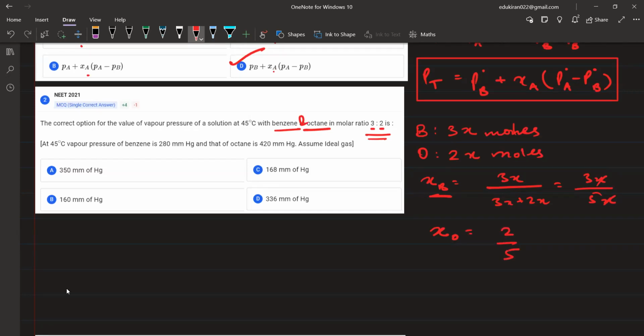Okay, now you have the vapor pressure of pure benzene this much, vapor pressure of pure octane this much. You can apply the formula, or if you have found one quantity you can calculate from that too. Please calculate using this formula: P naught A chi A plus P naught B chi B. You can also use this, and it will be better if you use this formula: P total is equal to P naught B, take benzene's, plus chi A, this will be octane's, into P naught A minus P naught B.